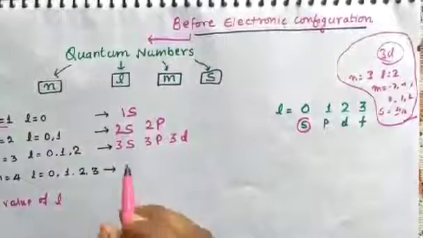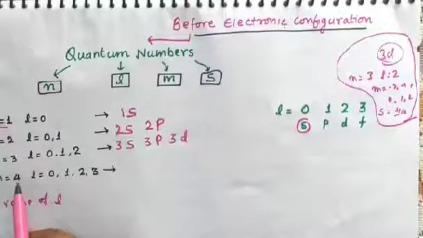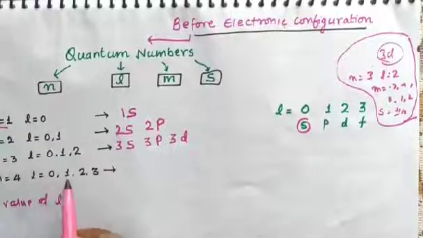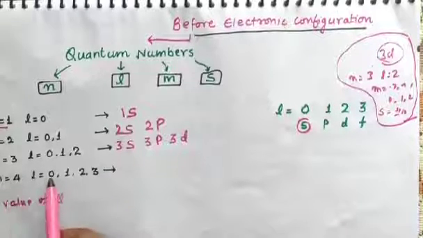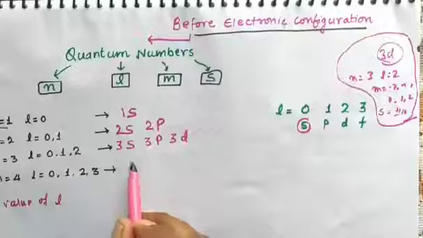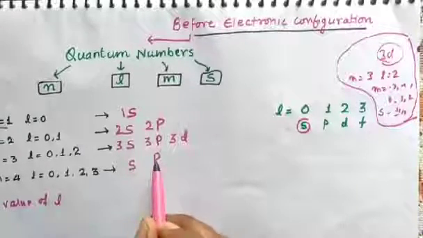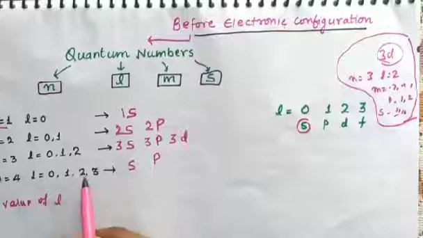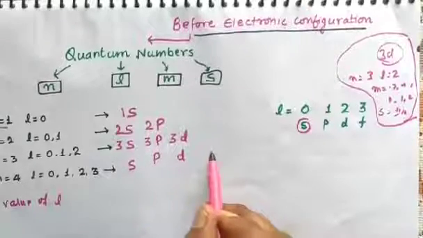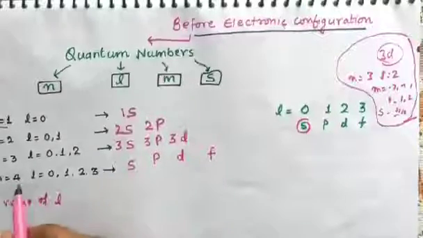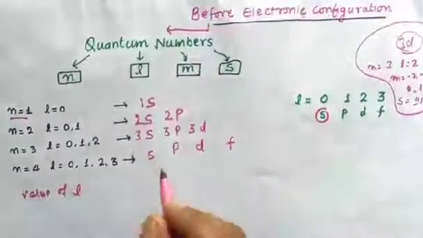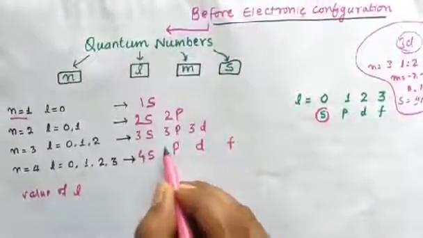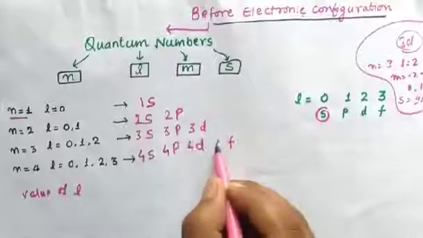Okay, now if n is equal to 4, then l will be 0, 1, 2, 3, that is 0 to n minus 1, all values. So for 0 it will be s, for 1 it will be p, for 2 it will be d, for 3 it will be f. So the principal quantum number is 4, and I can write it 4s, 4p, 4d, 4f.